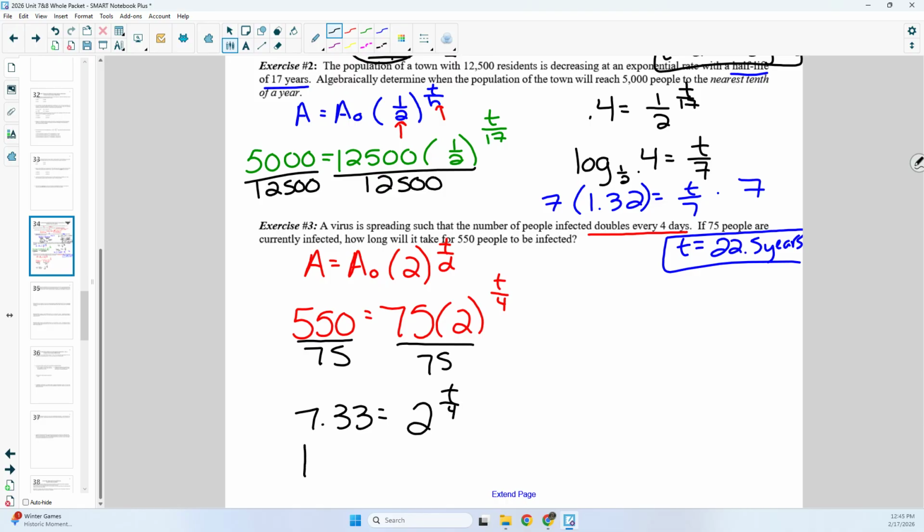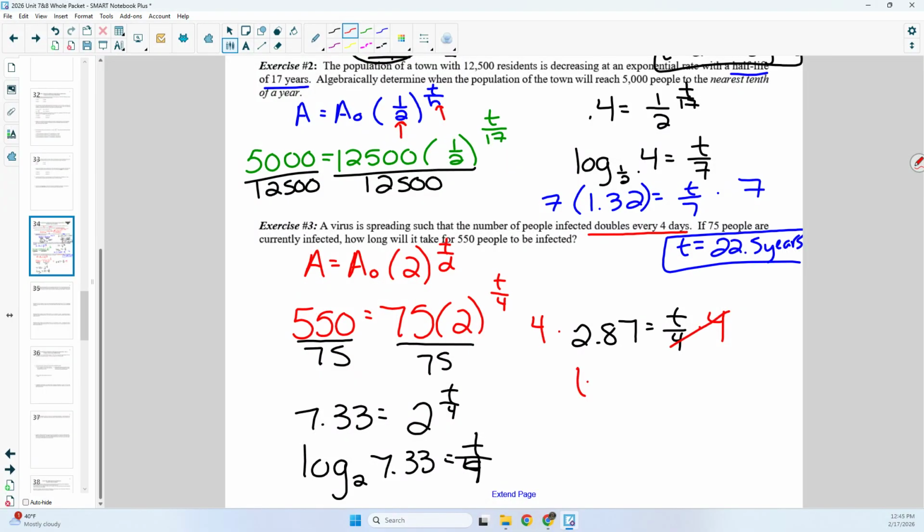We have a base, so we're ready for log form. And then if I type that logarithm in my calculator, I get approximately 2.87. And lastly, I multiply by 4 on both sides, and to the nearest tenth I get 11.5. Make sure you're aware of your time period. This one is in days.